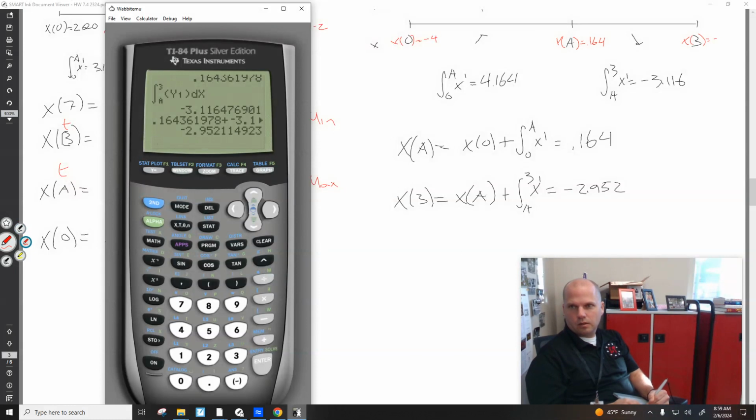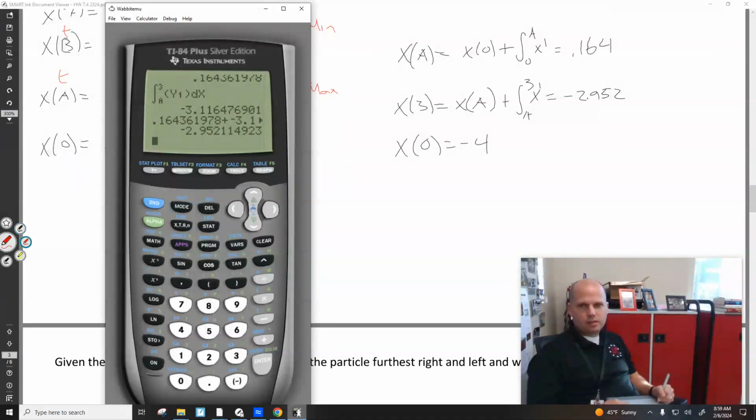We're going to check. -4 plus 4.164 minus 3 is -2.952. All right, so we got these candidates along with my starting point. We got a min, we got a max. Min's at an endpoint. Max, we knew this was going to be a max.